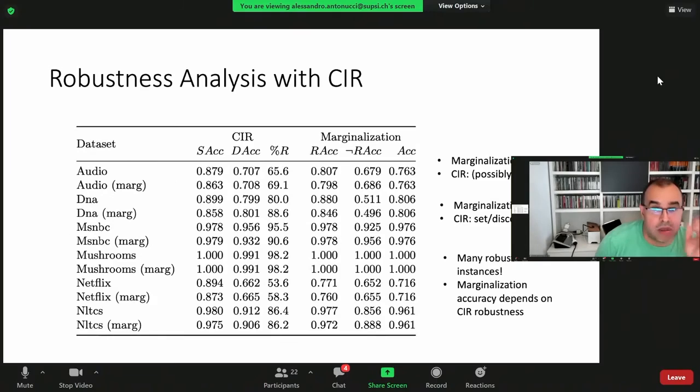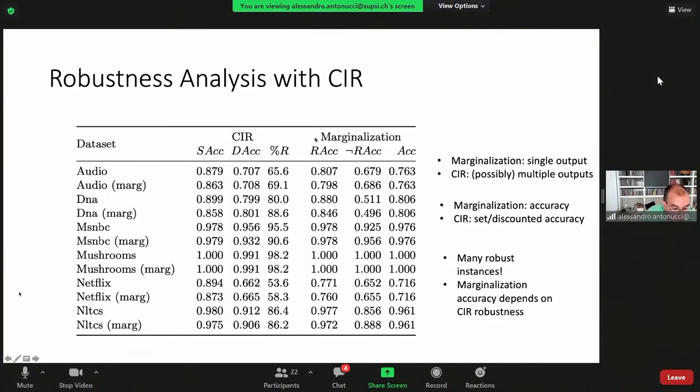Okay, we have experiments on classical machine learning density estimation benchmarks, and of course, when we do SIR, our classifier is giving a multiple output, and we compare against the output we get by simple marginalization. Of course, we have multiple outputs, so the comparison can be done only in terms of generalized descriptors, which are the set accuracy, where we are happy if one of the classes is the right one, or discounted accuracy, where we get one divided by the number of classes if the class is the right one. And of course, in terms of discounted accuracy, we are less accurate in this case.